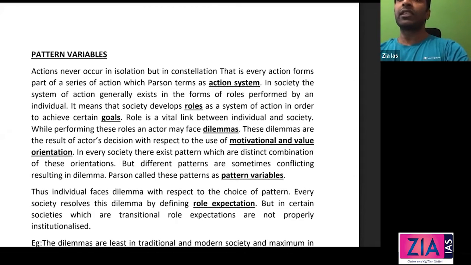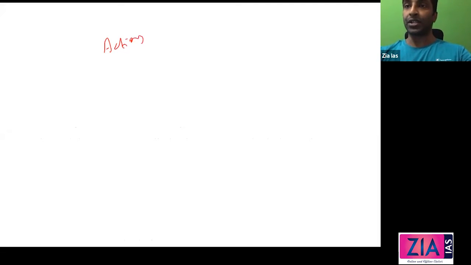So we will be starting with this topic, pattern variables. But before that, I will once again explain what we have discussed yesterday. I was not able to write it yesterday. So see, what we were talking about is social action, right?